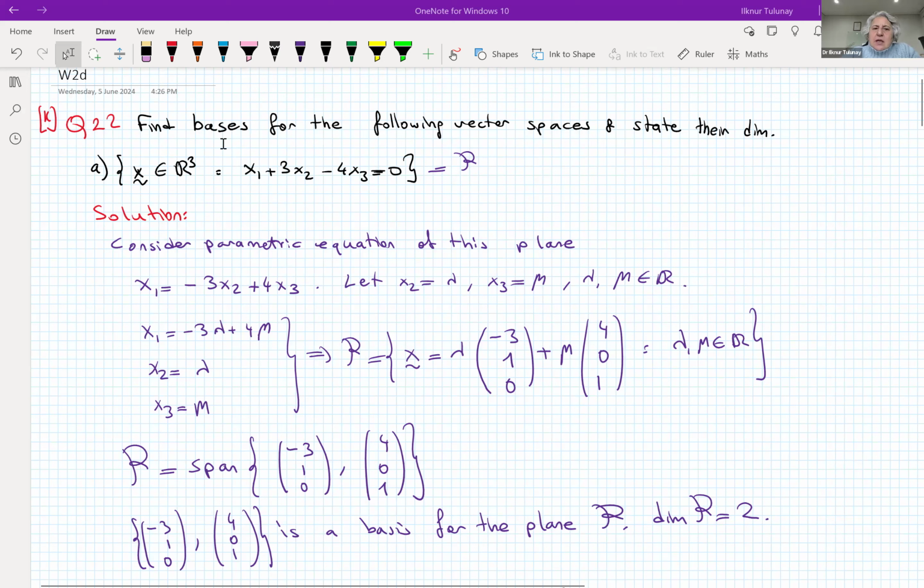Now, the question here: find the basis of the following vector spaces, and we would like to find out their dimension. First, we have vectors in R3 satisfying this condition, and we would like to find out a basis for it. There are other ways to do it, but it is very simple to do it this way.